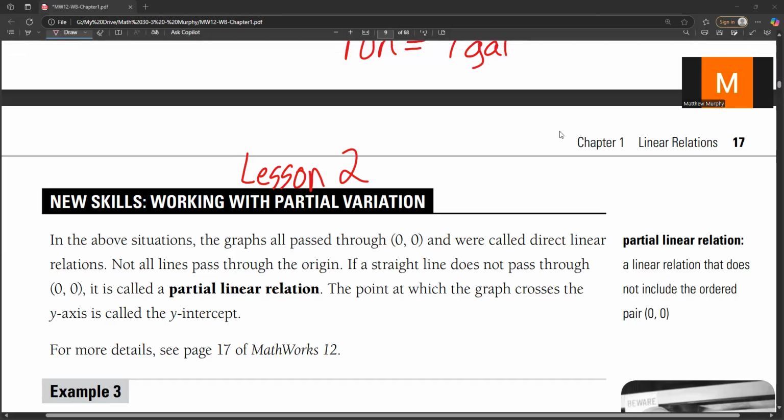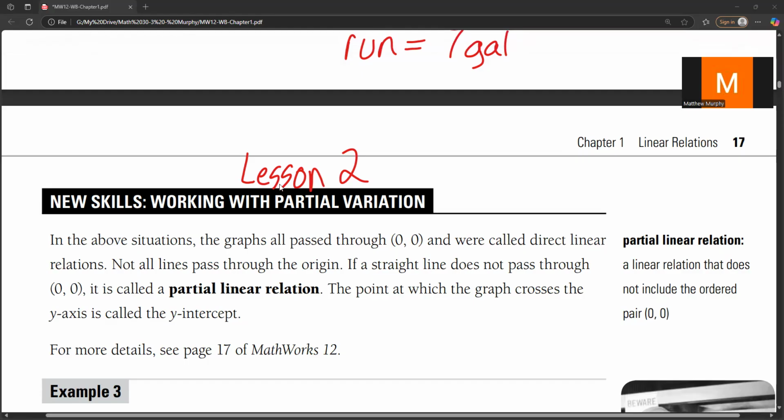Okay, this is lesson 2 for linear relations. What we're going to be looking at here is working with partial variation.